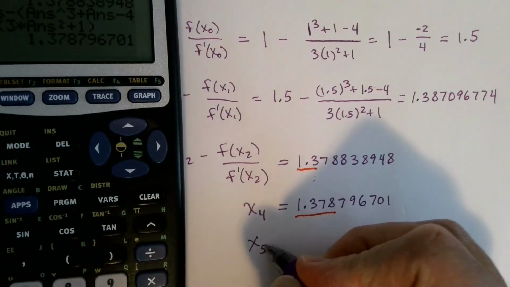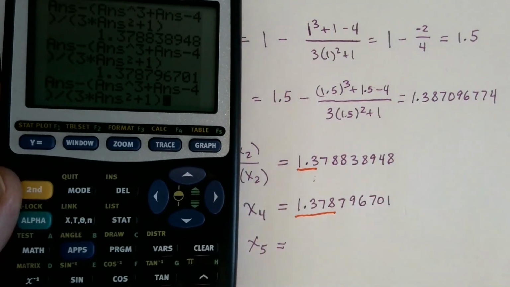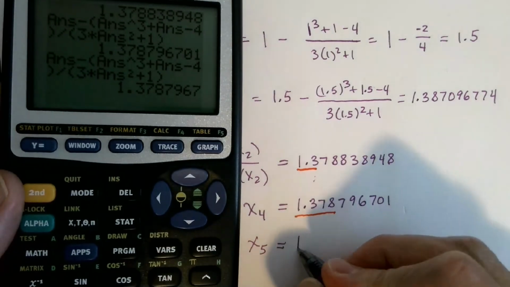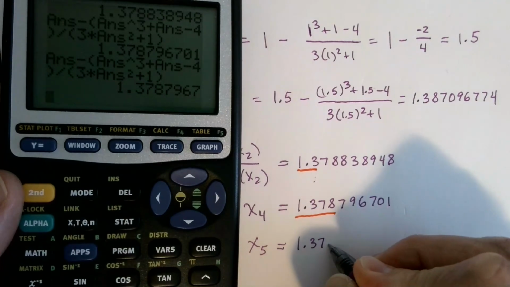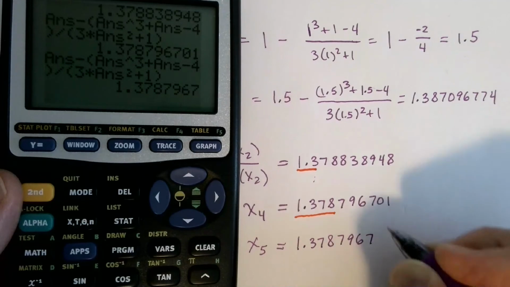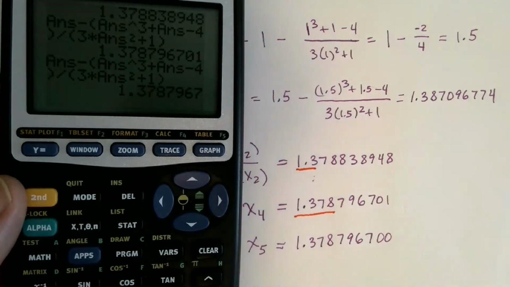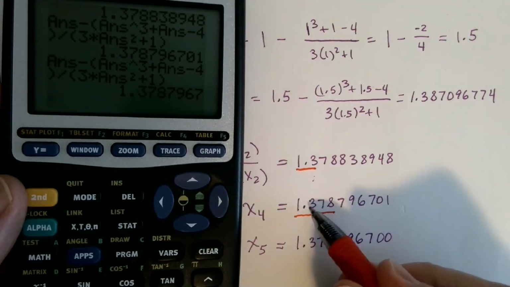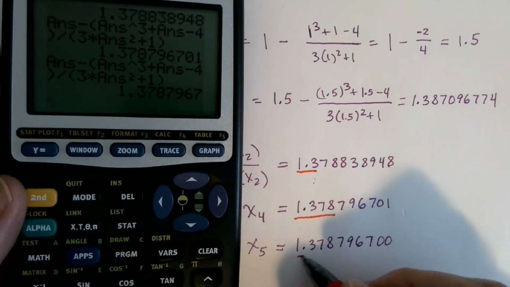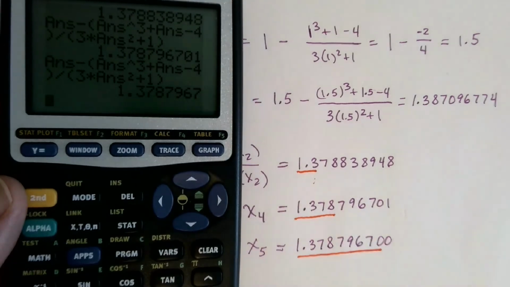x of 5. Second entry. Hit enter, and I'll plug in. I'll get x of 5: 1.3787967. I assume these next two would be zeros, there's nothing, just to match up with the number of decimal places we had before. But now look, what's that? 1.3787967. It looks like we've got 1, 2, 3, 4, 5, 6, 7, maybe even up to 8 decimal places.